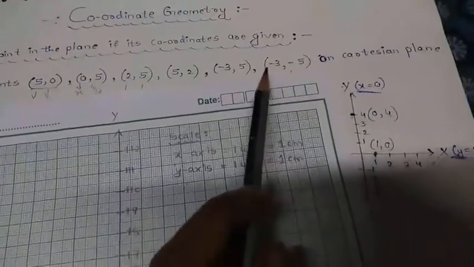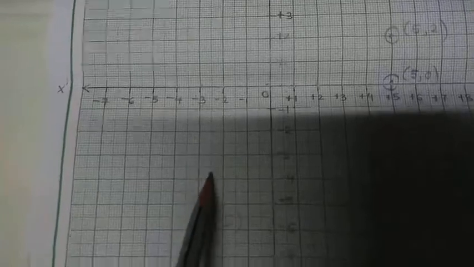So 2, 5. And coming to the last point, that is -3, -5, where both are negative. So -3 on the left side and go 5 steps below. 1, 2, 3, 4, 5. So -3, -5. So this is how you plot the given points on a Cartesian plane.